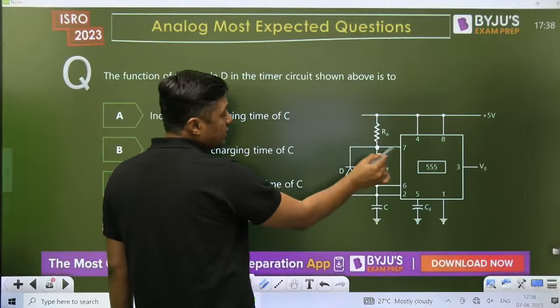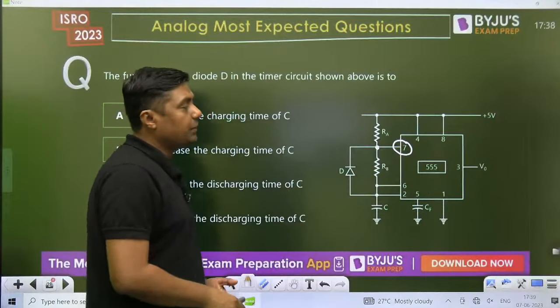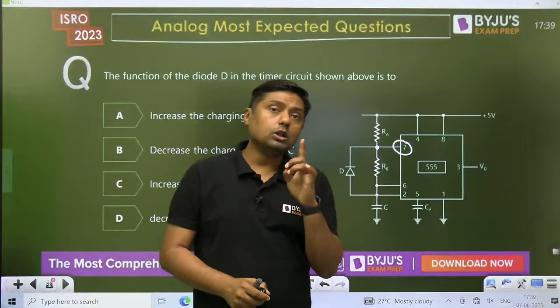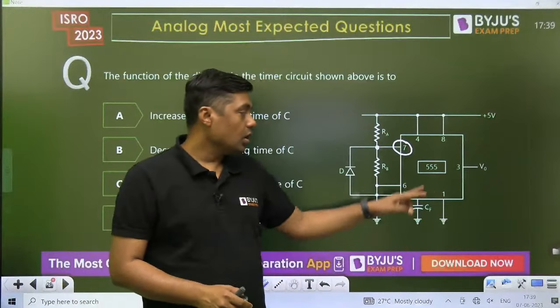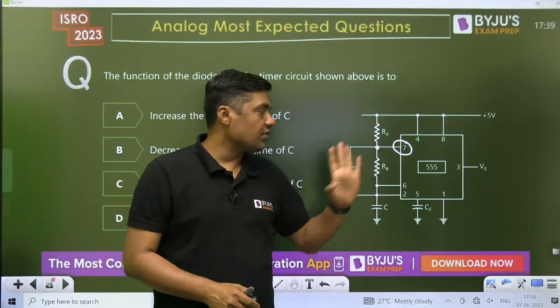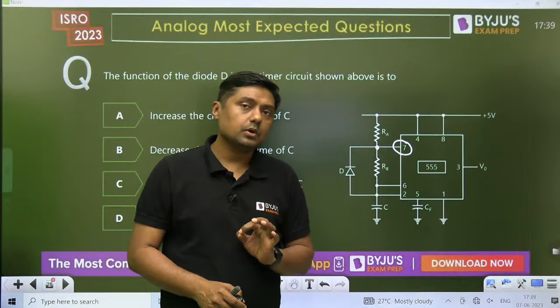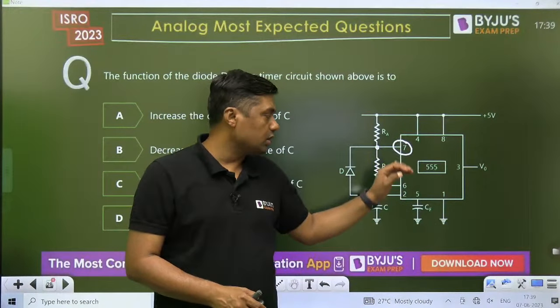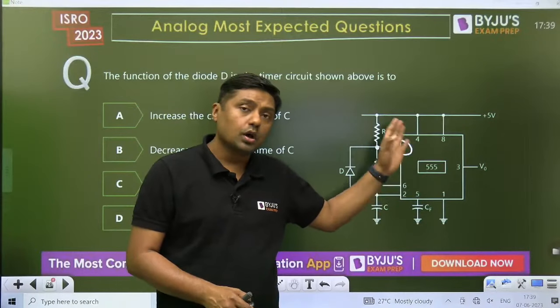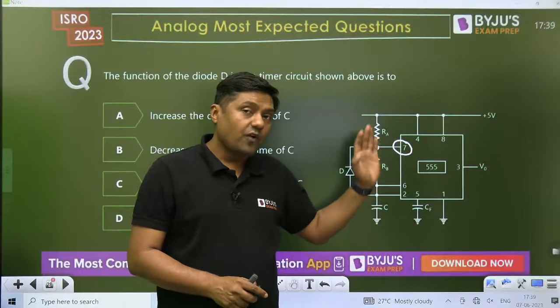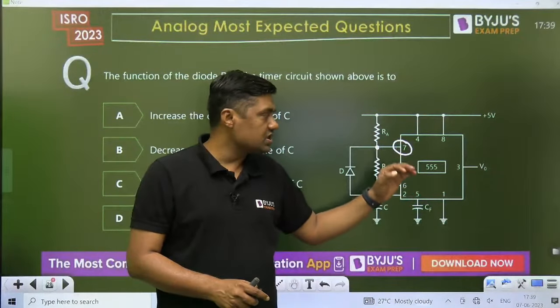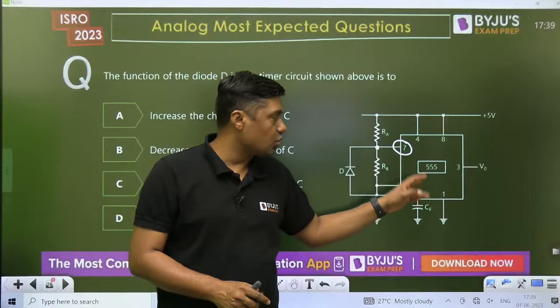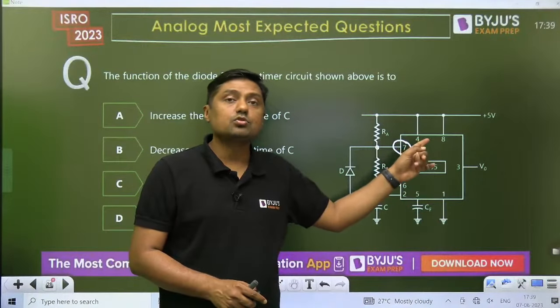This point is connected to pin number 7 of the 555 timer. Now, what is the pin diagram? 1, 2, 3, 4, 5, 6, 7, 8. It is an 8-pin IC. So remember the use of those 8 pins. 1 is ground, 2 is trigger, 3 is output, 4 is reset, 5 is control voltage, 6 is threshold voltage, 7 is discharge, and 8 is supply.